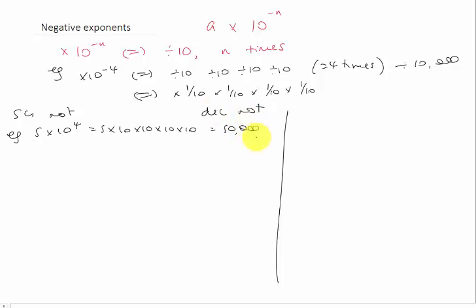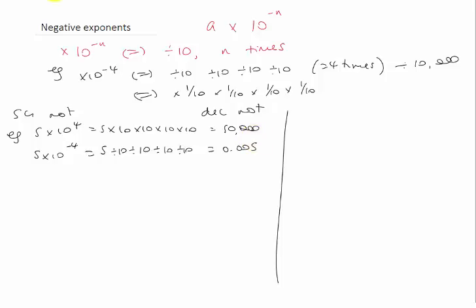But how about if we've got 5 times 10 to the minus 4, so that's 5 divided by 10, 4 times. So that would give us 0.0005. If we divide 5 by 10,000, that gives us 0.0005.